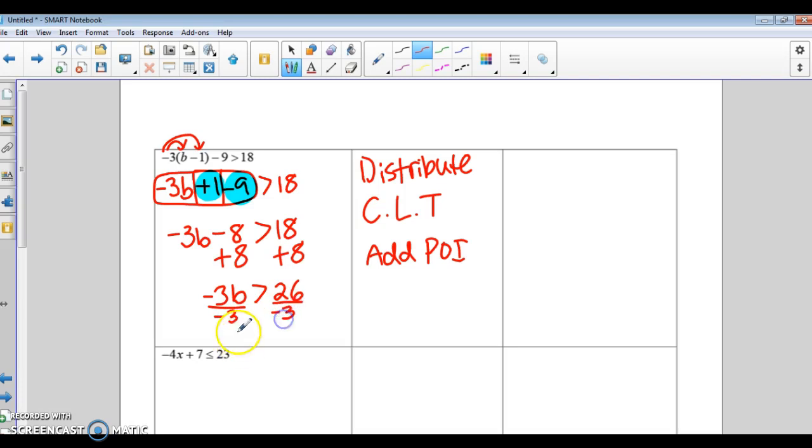3. Oh, we're dividing by negative number. So when we divide by negative, what do I need to do, guys? Yes, we need to flip the symbol. So it's going to be, instead of greater than, it's going to be less than. And then 26 over 3, we can't really simplify it. So 26 over negative 3 will be my answer.